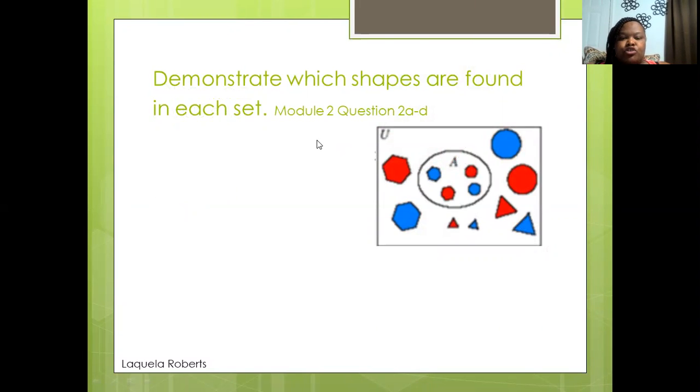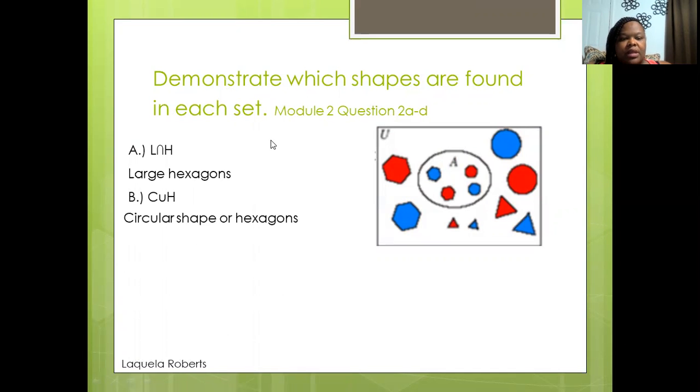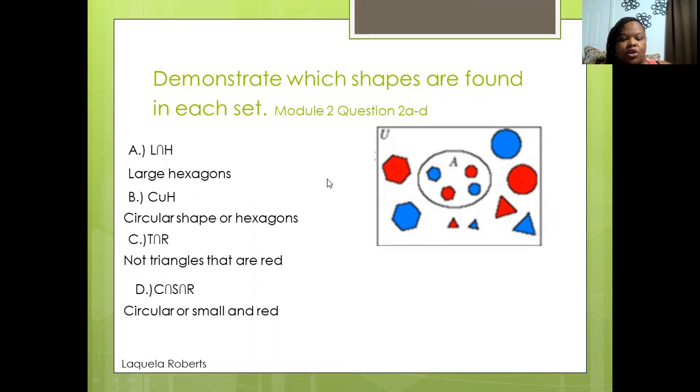Question 2 says, demonstrate which shapes are found in each set. All right, so the first one you see is L and H, and that's going to be a large hexagon. CH, that's going to be the circular shape or hexagons. TR, not triangles that are red. And D, circular or small and red.